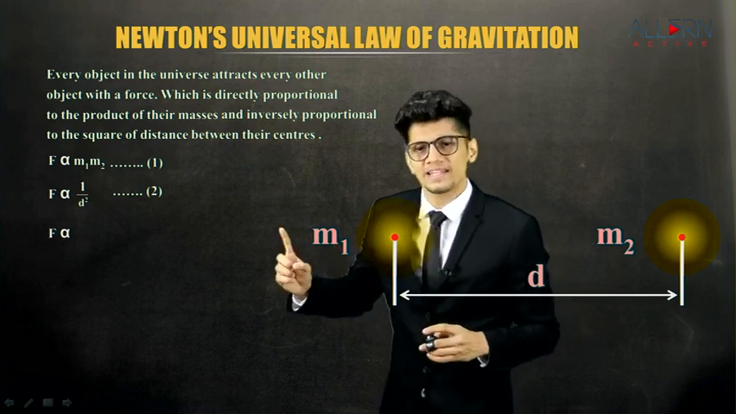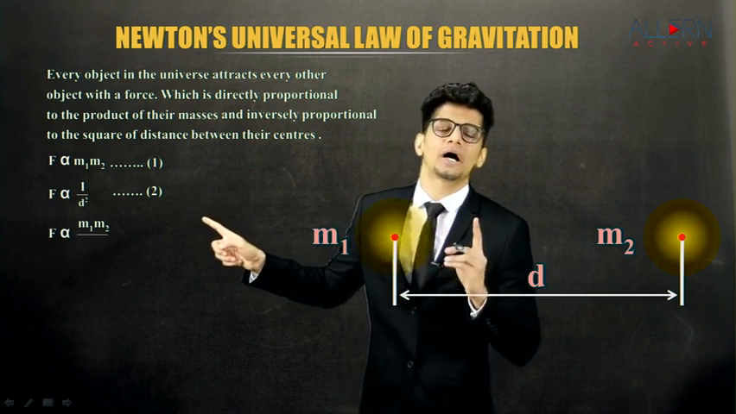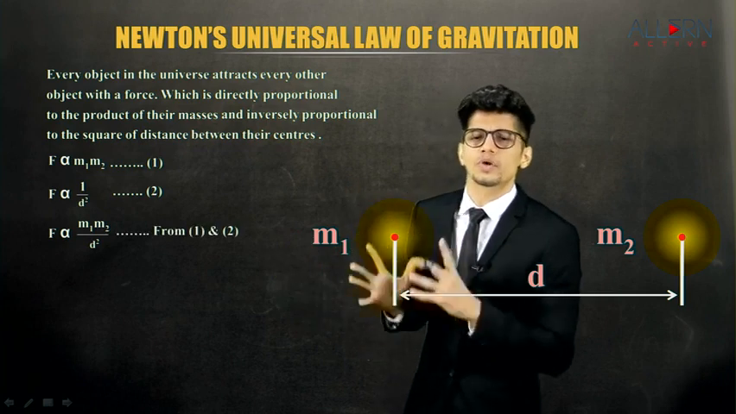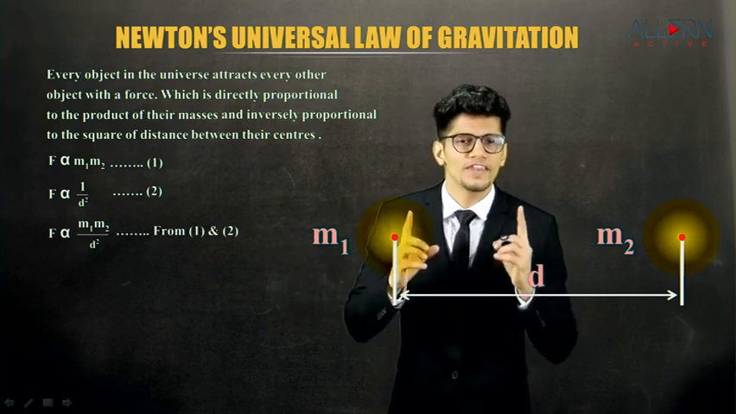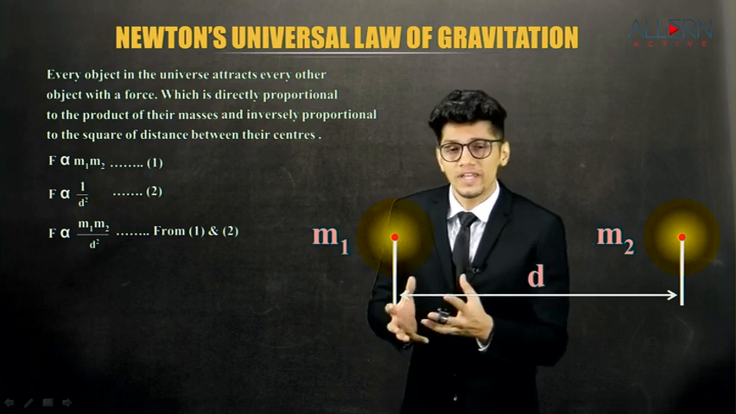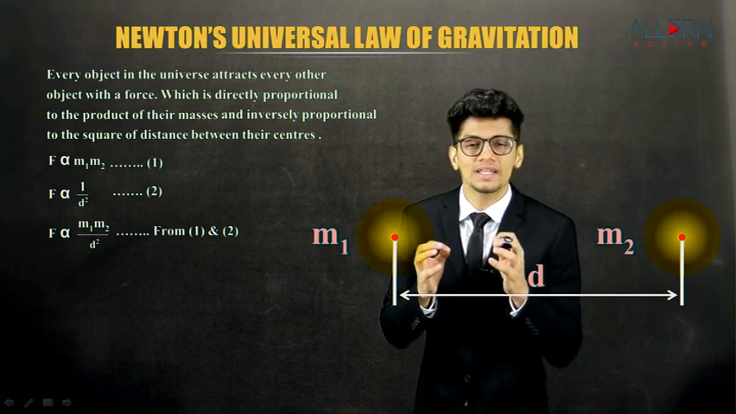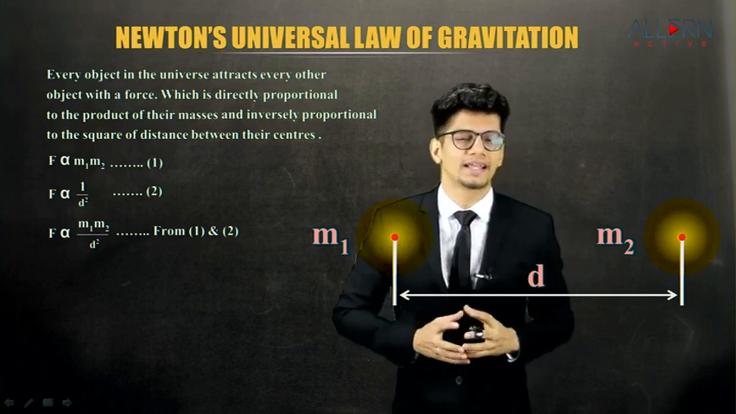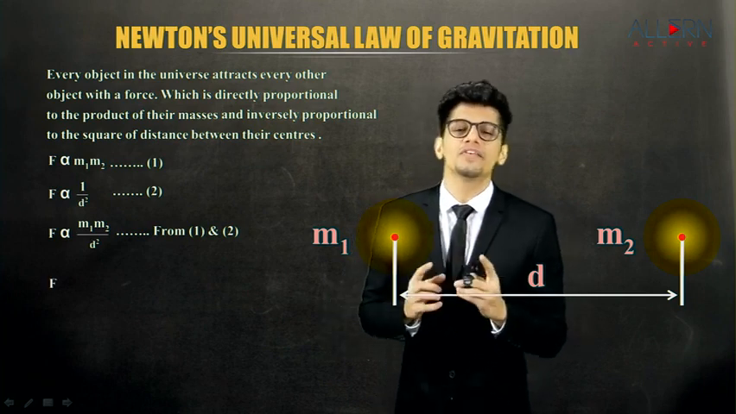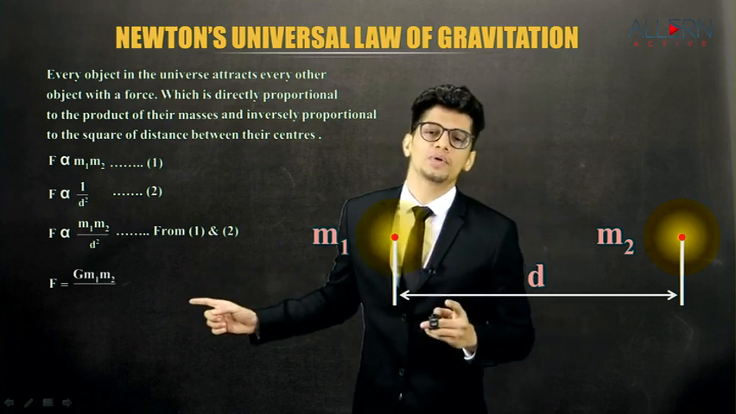So F remains F on the left hand side. In the numerator we write m1 into m2, and in the denominator we write d square. So we get F alpha m1 m2 upon d square using equation 1 and 2. But now we know that we cannot use the proportionality sign in the numericals. So we need to remove the proportionality sign and we'll use an is equal to sign. But to remove a proportionality sign, we need to add a constant of proportionality. So in this case, we'll use the letter capital G. So we get the formula F is equal to capital G m1 into m2 upon d square.